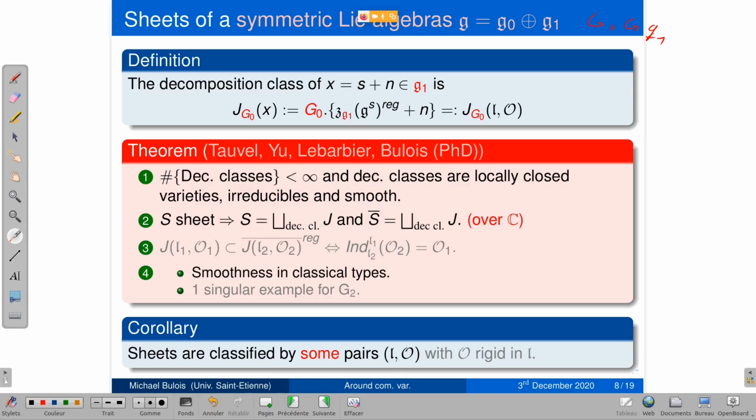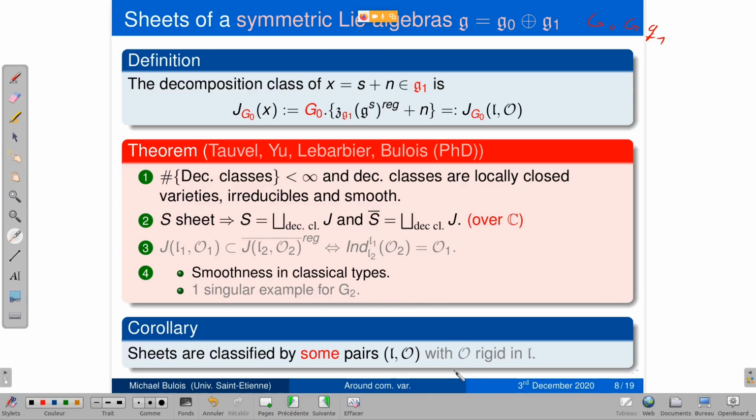Also, I learned from Michael Le Barbier that he had a proof for the fact that sheets are unions of decomposition classes, but we had no notion of induction here. So what appears in gray here was not known. We can deduce the smoothness of the sheets in the classical types from the smoothness of sheets in the classical types for the Lie algebras. So I've written this here.